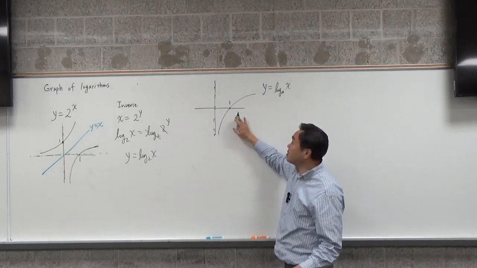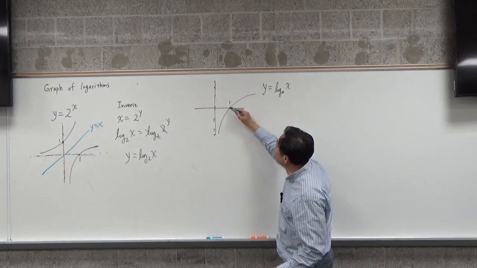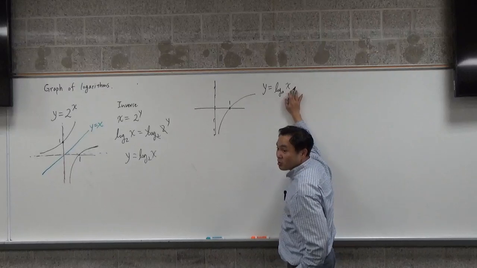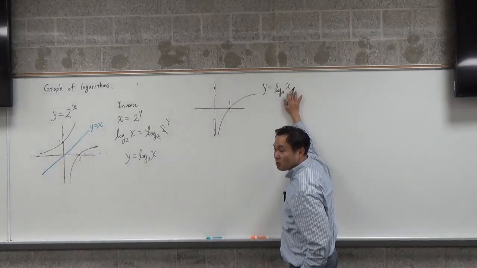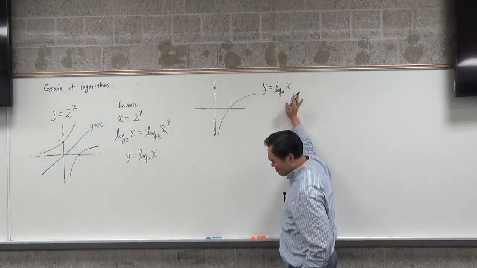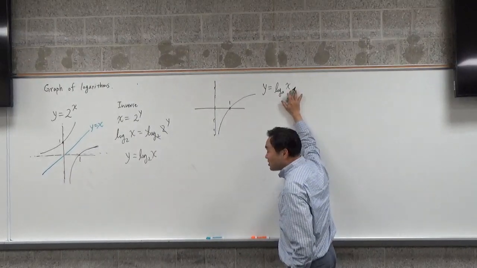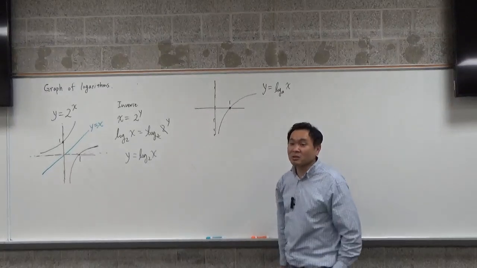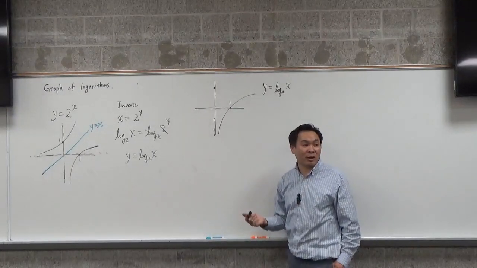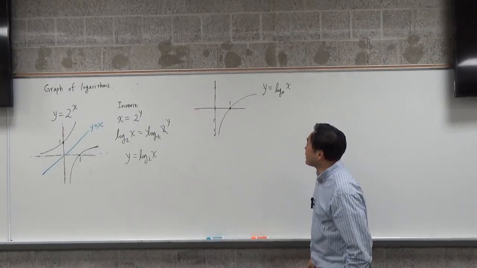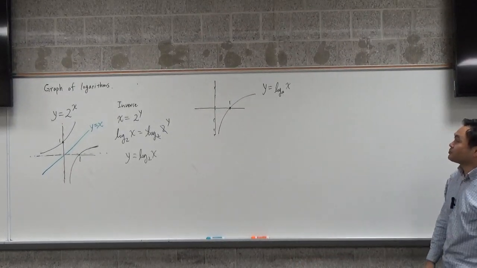We also know that 1 will be the x-intercept, because if you plug in 1, log a of 1 is what? What's log a of 1? 0. We said 0. All right, log a of 1 is 0, right? So we know that (1, 0) is always a point on the graph if you have this equation. Okay. So that's our graph.